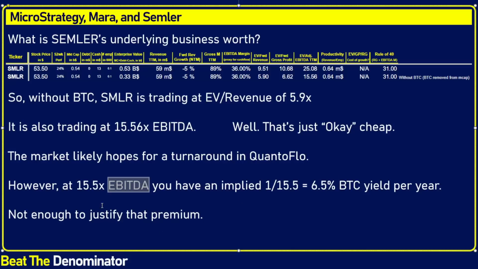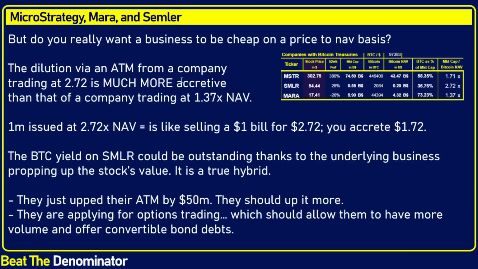And again, some say that may not be enough to justify a premium. What may be enough to justify a premium, on the other hand, and this is kind of counterintuitive, is when you look at the price to NAV. When you look at the price to NAV of Semler, they are at 2.72. So they're essentially where MicroStrategy was 6 weeks ago.